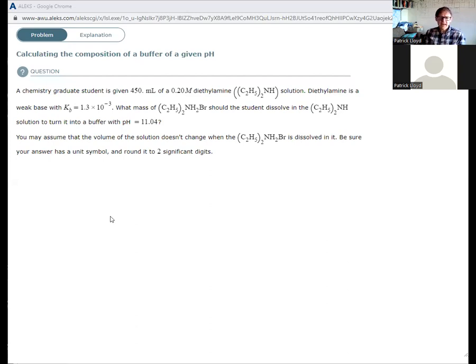They want to know the mass of the diethylammonium bromide, (C2H5)2NH2Br, that the student should dissolve into the (C2H5)2NH solution to make it a buffer with a pH of 11.04. You can assume the volume of the solution doesn't change when the diethylammonium bromide is dissolved in it.